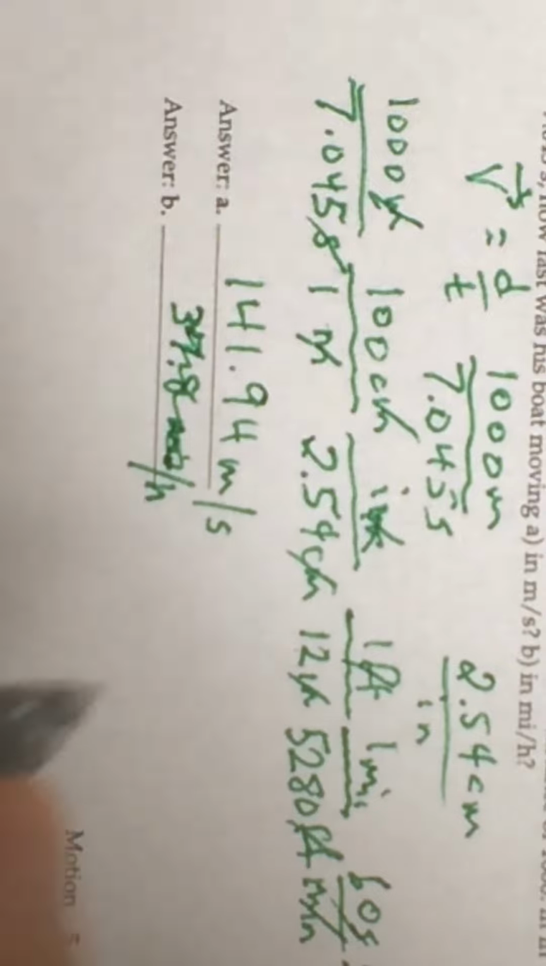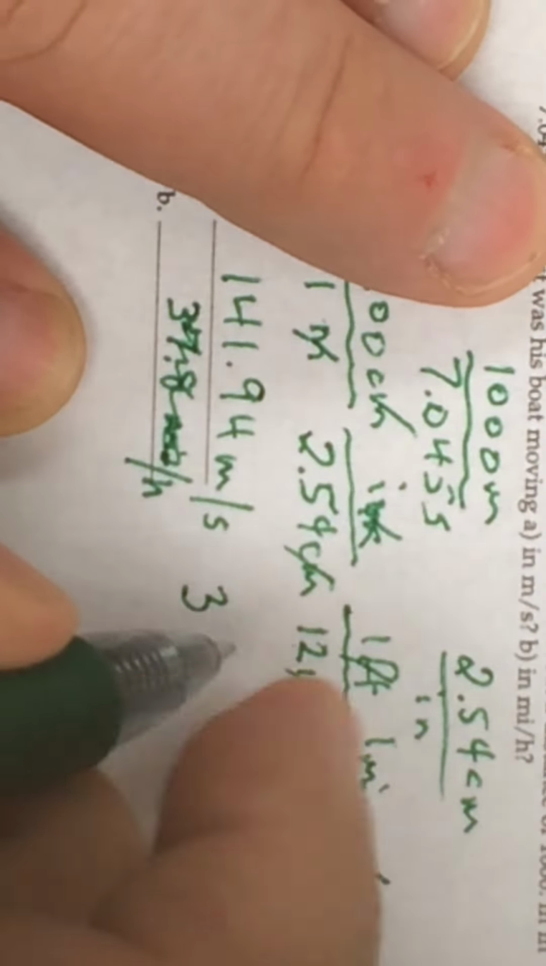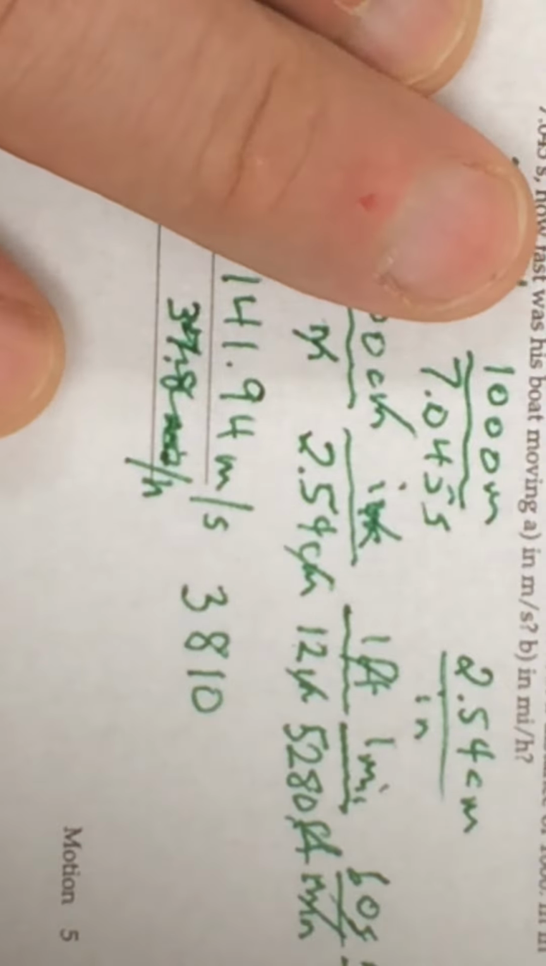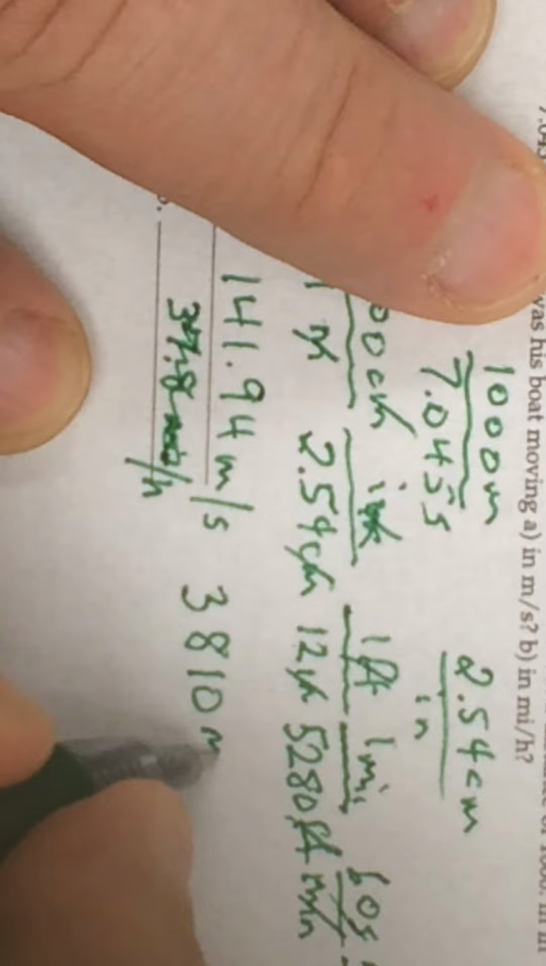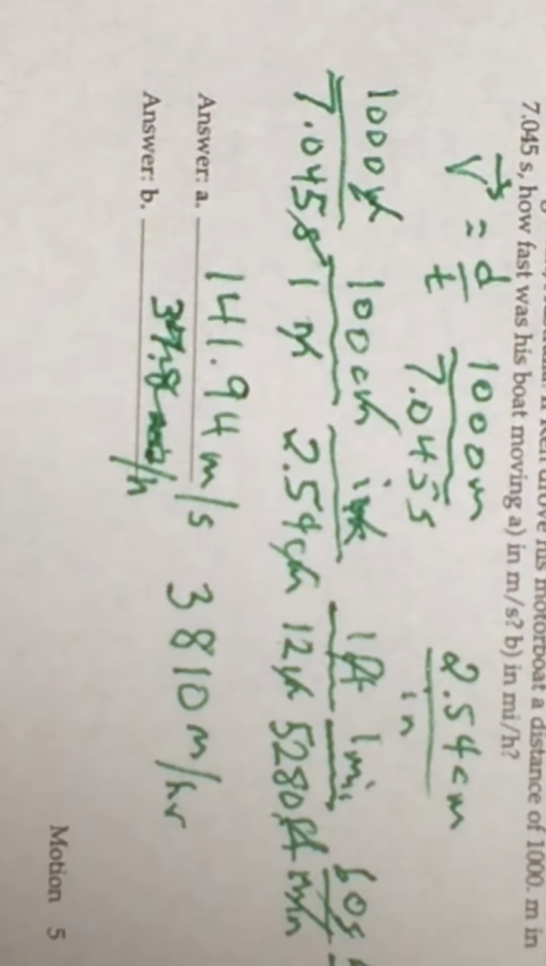Oh my goodness. I'm like hundreds off. It's 3,810 miles per hour. It's 3,000 miles per hour. It's ridiculous. I wonder if that actually happened.